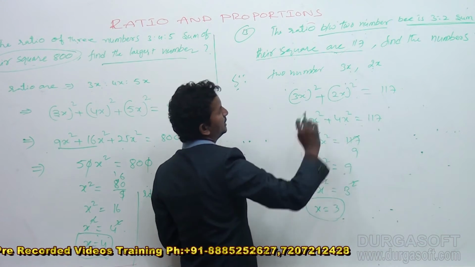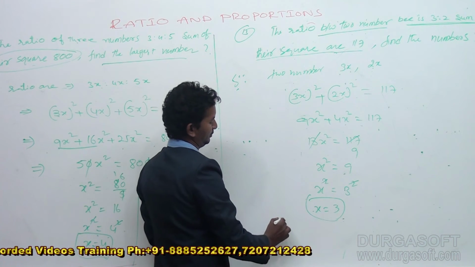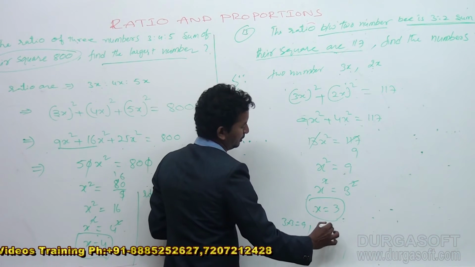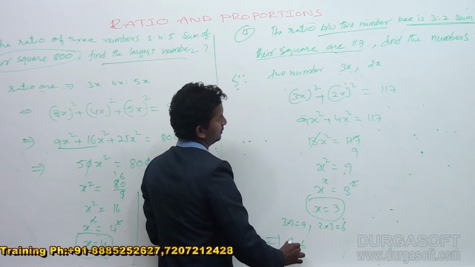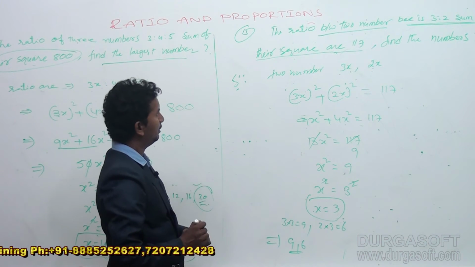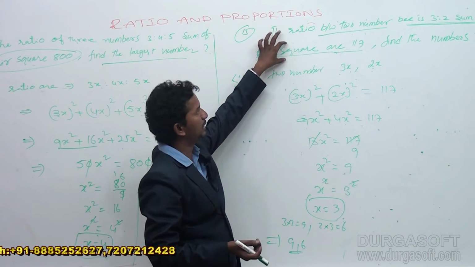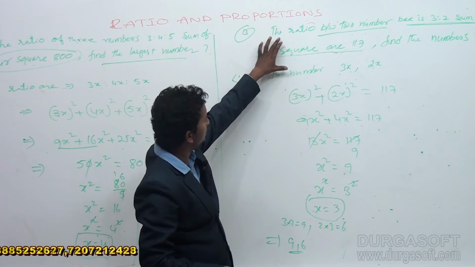But the condition, find the numbers. First number is 3 into 3, 9. Now second number is 2 into 3 is equal to 6. The numbers are 9 comma 6. This is the next one. When the same problem is given with squares and cubes also, the process will be same. The procedure will be same.